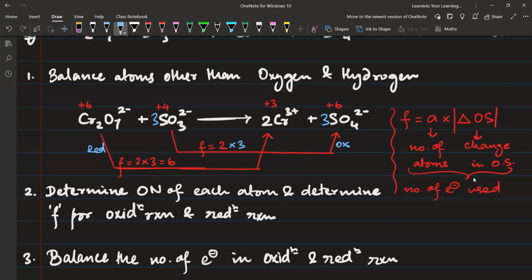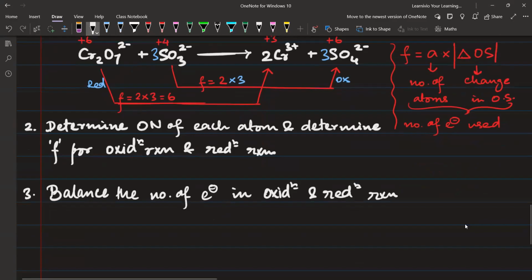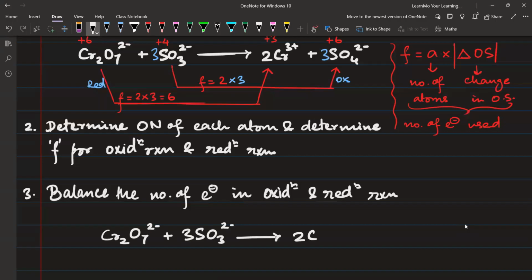First step, balance the atoms other than oxygen and hydrogen. Second step, calculate the oxidation number, determine the F for oxidation reaction and reduction reaction. उसके बाद, for the oxidation reaction and the reduction reaction, you need to balance the number of electrons by multiplying some numbers. Fine. So यहाँ पे 6 करने के लिए क्या किया हमने? इस पूरे को 3 से multiply कर दिया. Now, once you have done that, you have to rewrite the expression. The equation is now Cr2O7 2 negative plus 3 SO3 2 negative gives 2 Cr3 positive plus 3 SO4 2 negative.